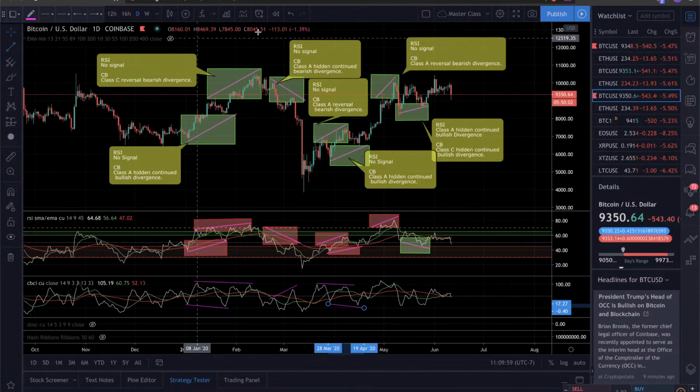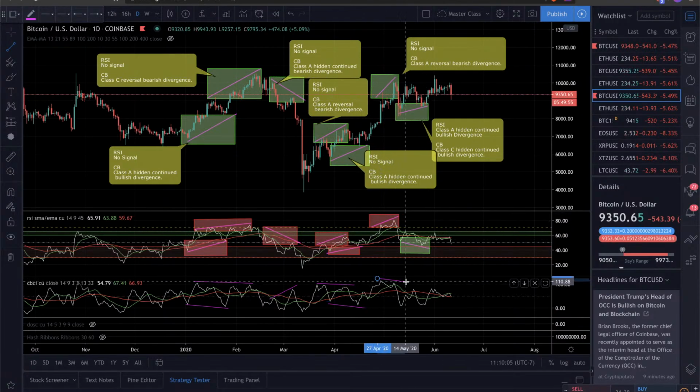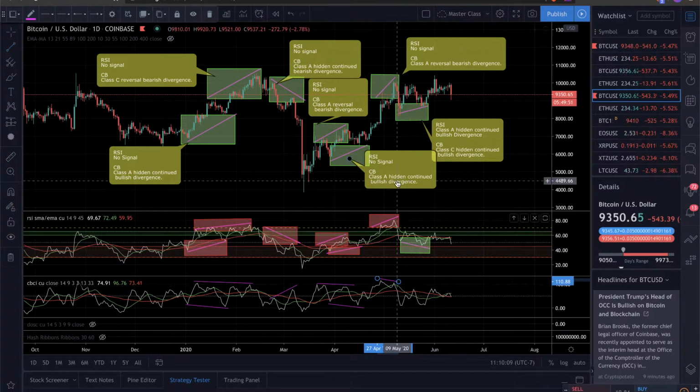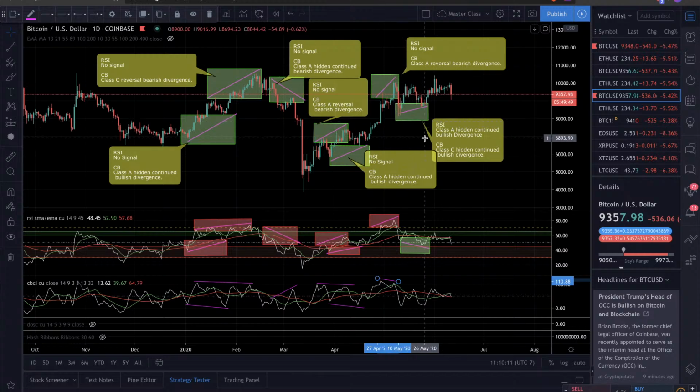Same thing as we continue to move up to the upside. We have this guy, RSI, again, gave no signal, moved in the same direction as price, but on the CB index, we have a Class A reversal bearish divergence that played out very strongly back into the downside.